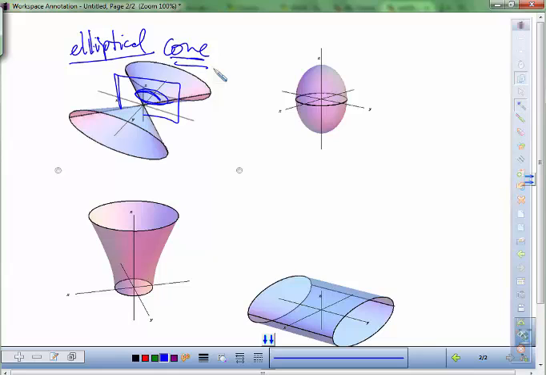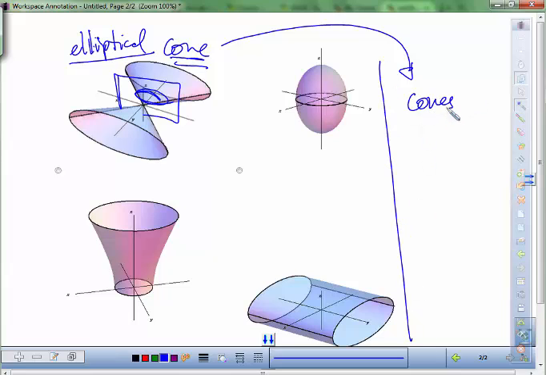So now that we're talking about cones, let's do a little side note on cones. The general equation for the cone is, for example, x squared is equal to y squared plus z squared.